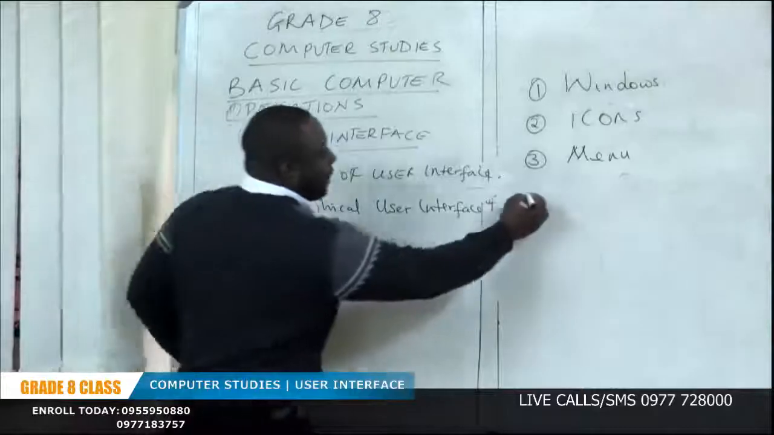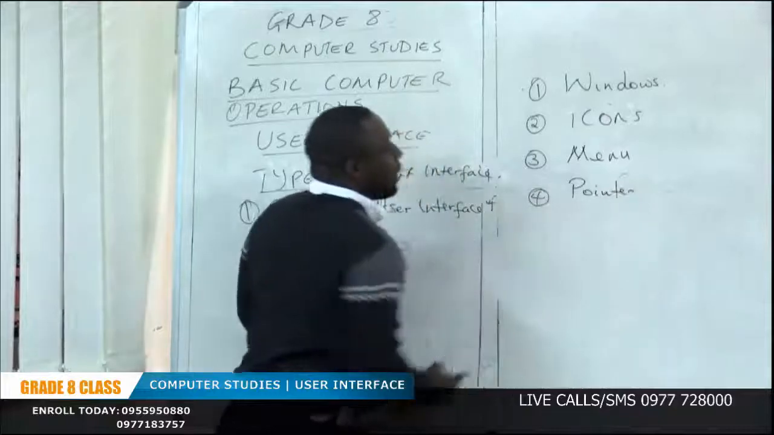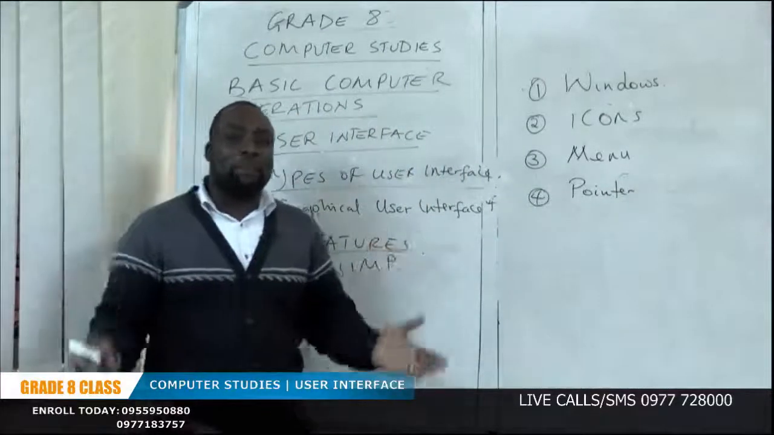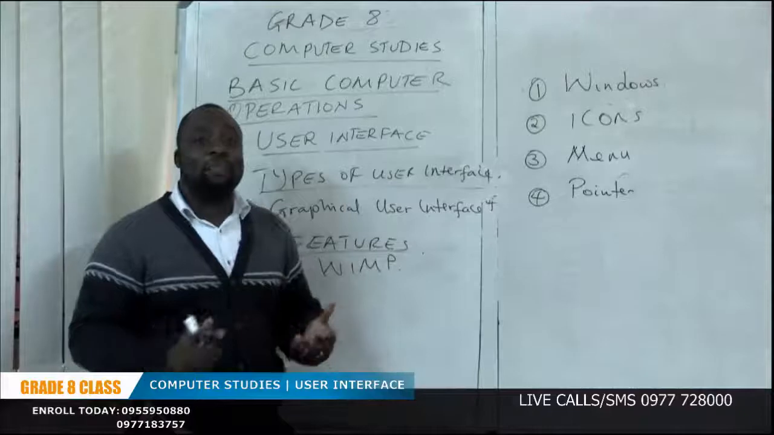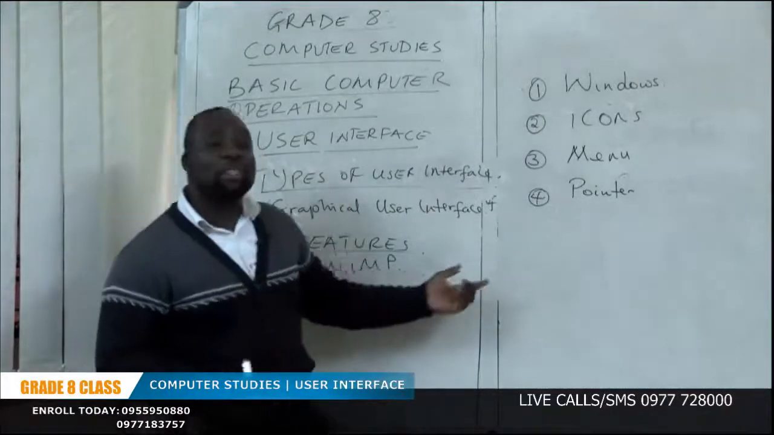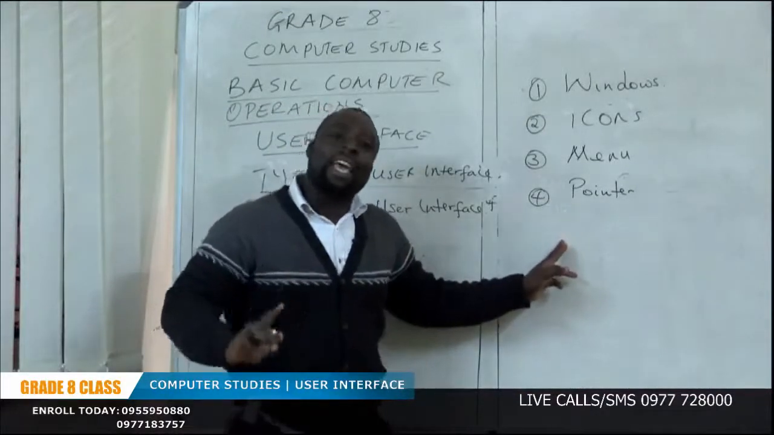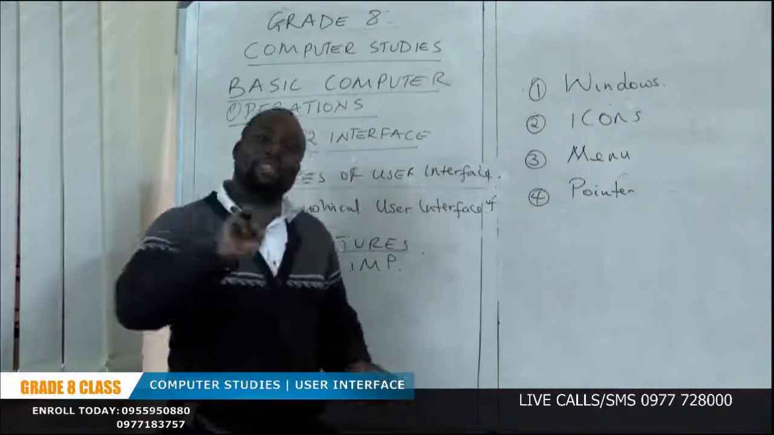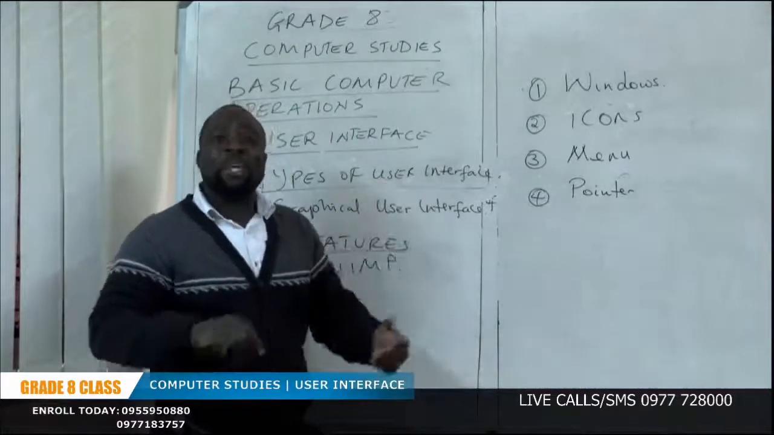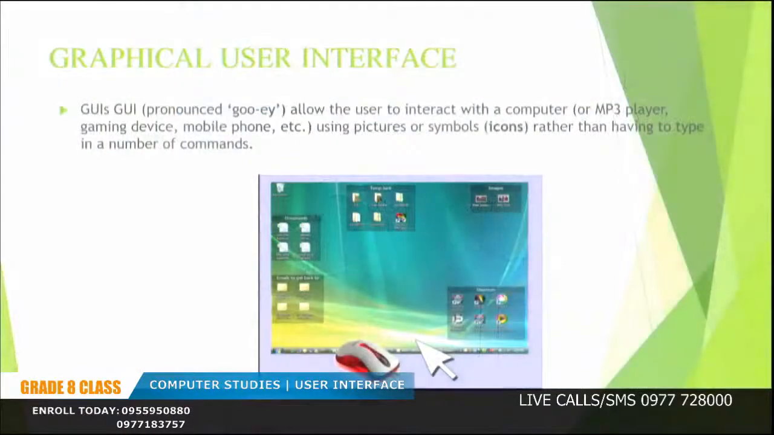Then the last but not least is called a pointer. The first time you interact with the computer, obviously you have to use a mouse. Boys and girls out there, a mouse has a pointer on the screen. A pointer normally helps us to select items on the screen, or sometimes to click on items on the screen. Are we together? So these are typical features of a graphical user interface.